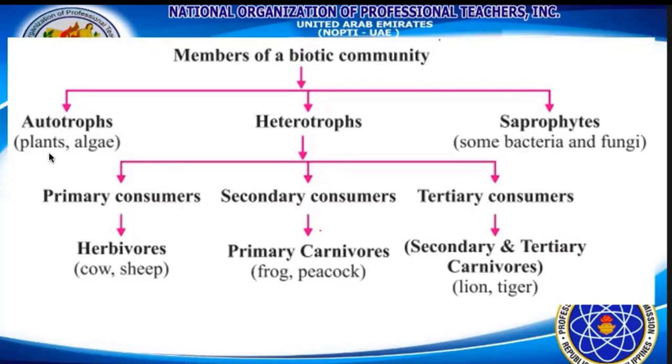So, autotrophs, sila yung mga producers, like plants, algae. Heterotrophs, sila naman yung mga consumers, tagakain ng autotrophs. So, we have herbivores, carnivores, omnivores. Herbivores mga kumakain ng plants, carnivores kumakain ng meat, omnivores kumakain ng both plants and meat. Okay, so we have primary consumers, secondary consumers, tertiary consumers, and then last are the saprophytes or saprotrophs.